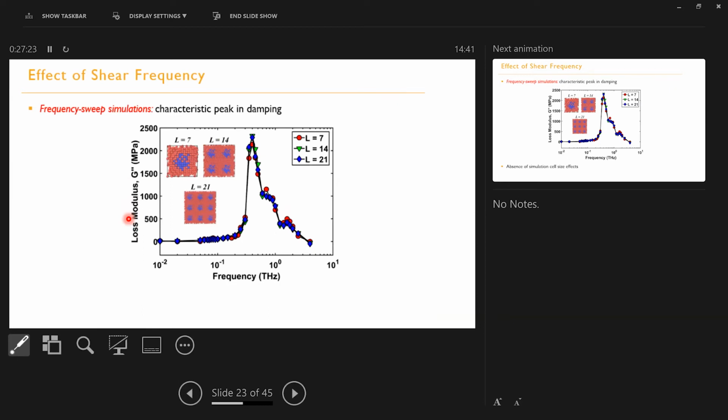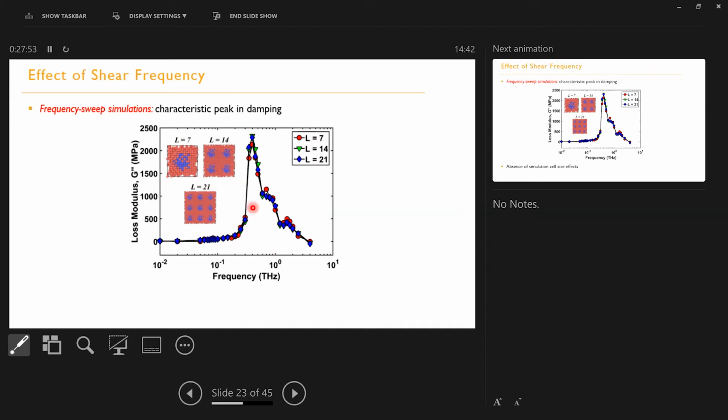And now comes the most important thing. How does this depend on the frequency? We saw that whenever there is a characteristic frequency, we do expect a very high loss modulus, and we do see this for various system sizes, starting from 7 unit cells along each axis of the cube, all the way up to 21 units. We are just replicating the structure along all the 3 directions. This is a 3-dimensional simulation.